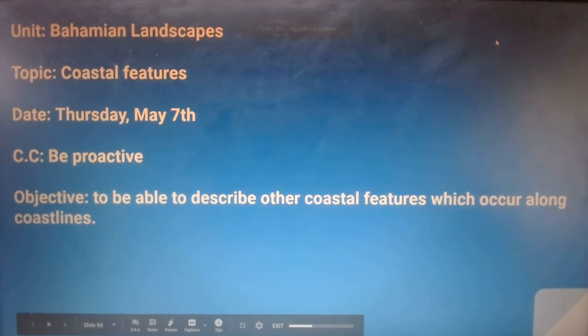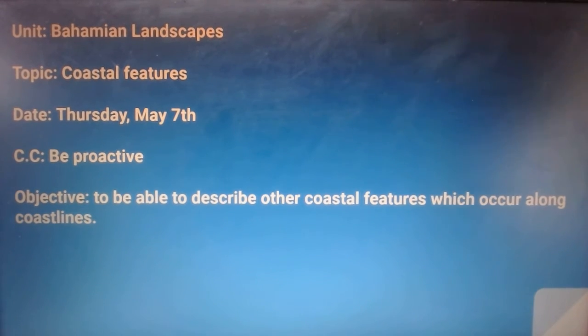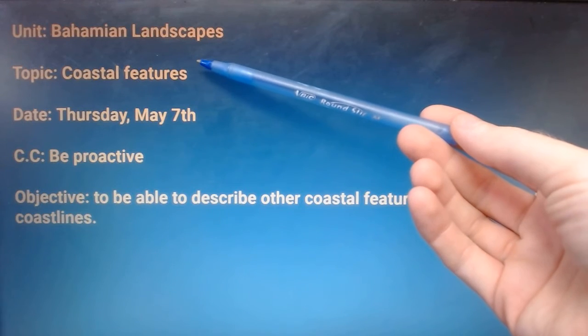We're coming towards the end of coasts, okay? The depositional and erosional landforms are all finished. What we're going to look at today is just some other coastal features.